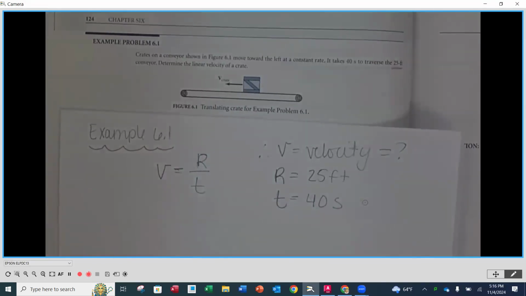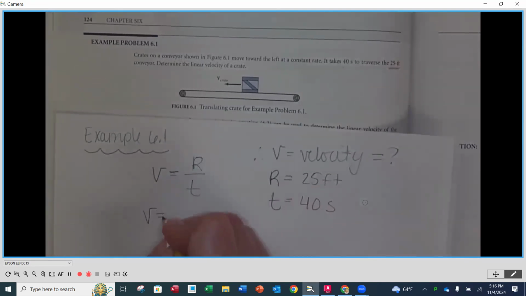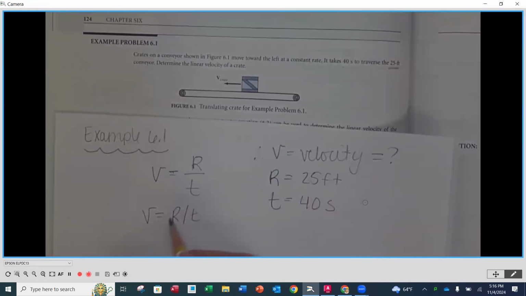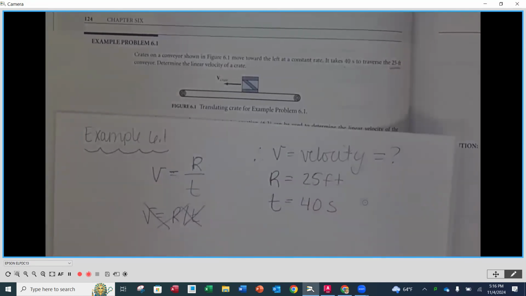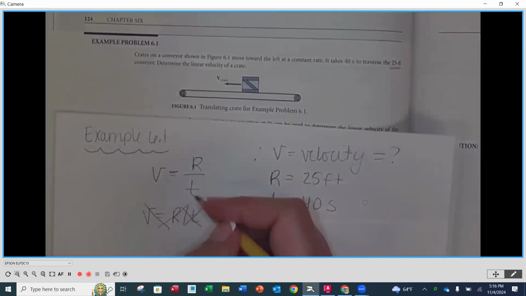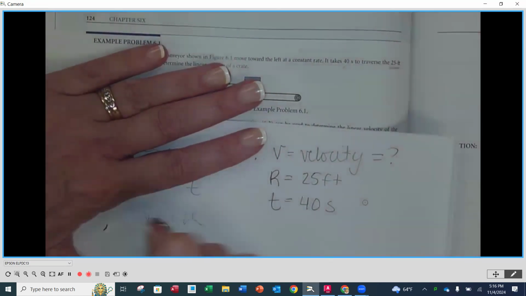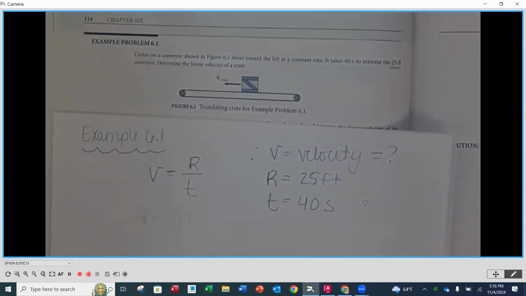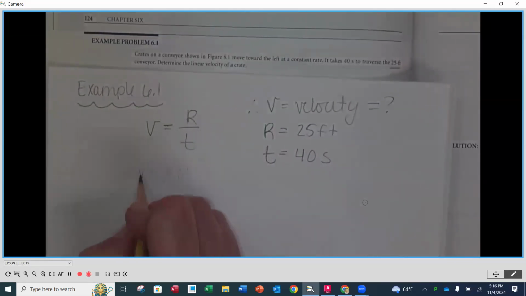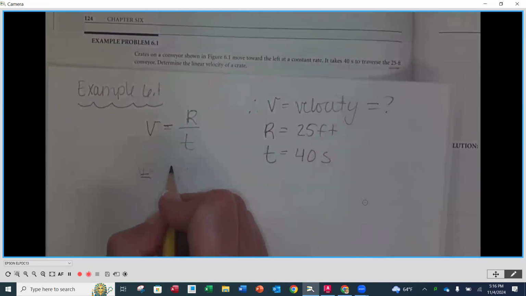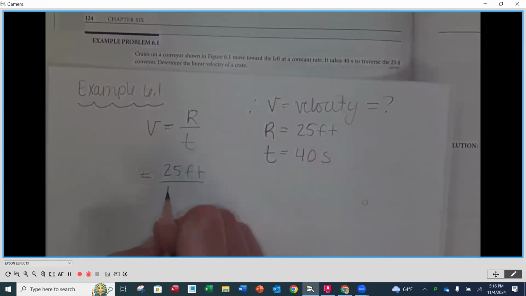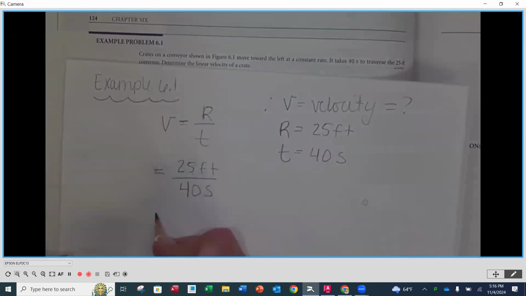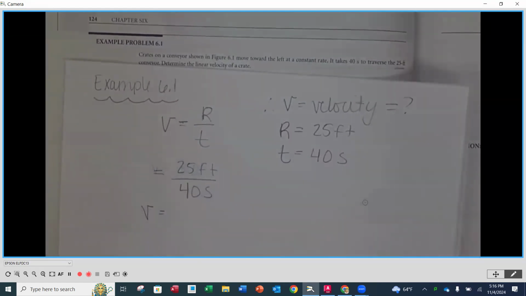We want top and bottom so that when we add our units, we can easily see the cancellation. Do not write R is equal to T, R divided by T on one line. This is not acceptable. I will not accept that. We want a top-down fraction. So I have my equation in variable form. You always have to show your equation in variable form. Then we put in the values that we know. So R is 25 feet divided by 40 seconds. Now we're simply going to take 25 divided by 40.